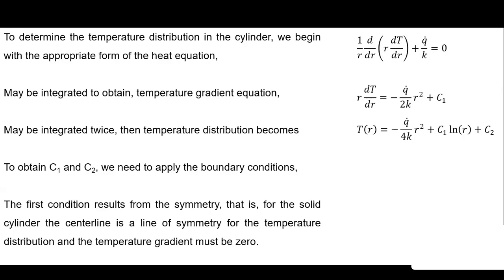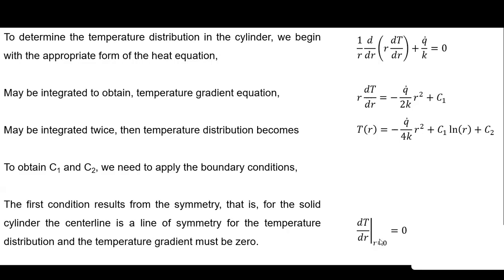Here there is existence of thermal symmetry. The first condition results from the symmetry. That is, for a solid cylinder, the center line is a line of symmetry. Whenever we are solving a problem of a solid cylinder or solid sphere, there is always this type of thermal symmetry. The center line is a line of symmetry for the temperature distribution, and the temperature gradient at the center must be equal to 0, because of the symmetrical condition. So we can use this as a boundary condition: dT/dr at r equal to 0 is equal to 0.